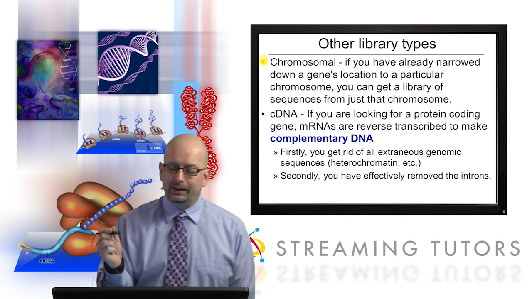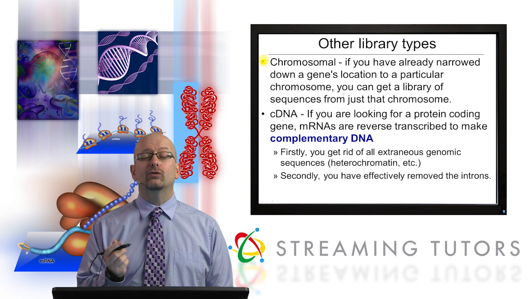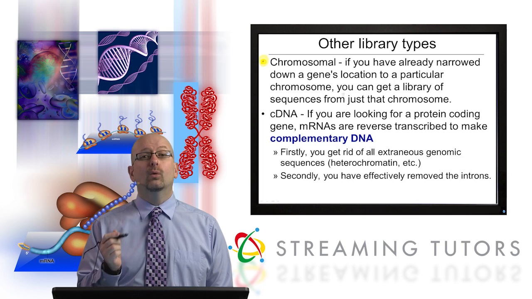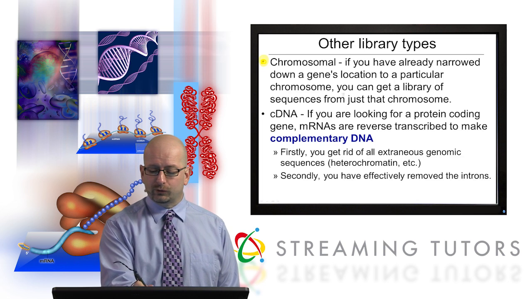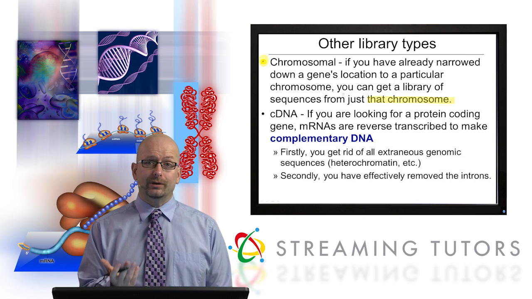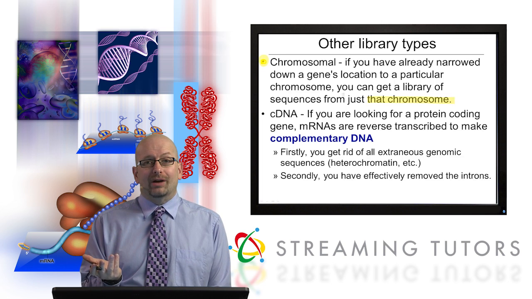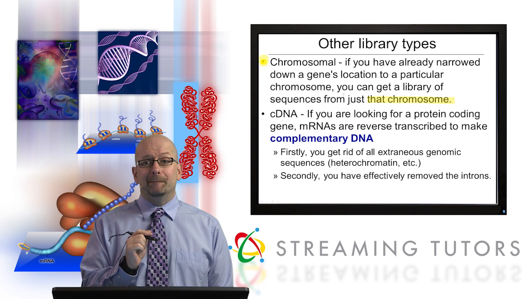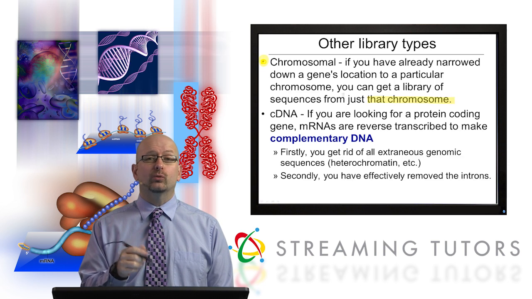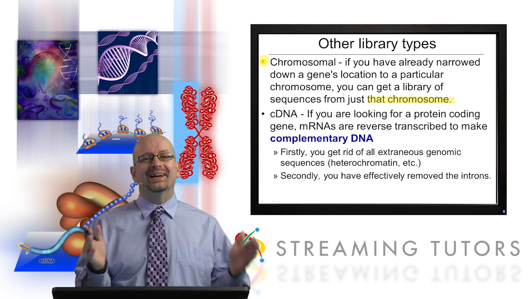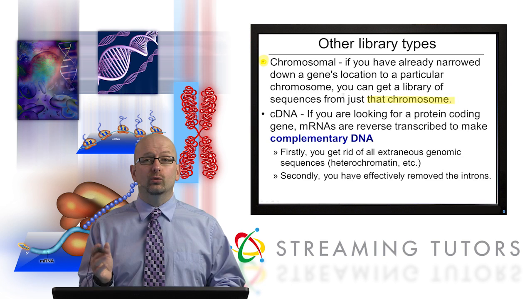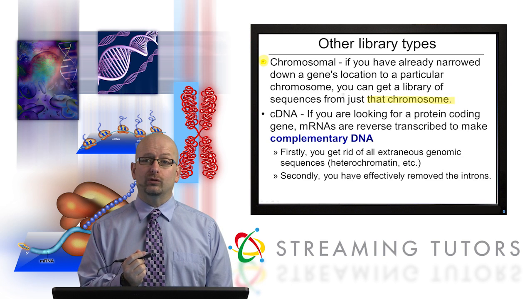If you've already narrowed down a gene's location to a particular chromosome, and you can often do that by more traditional mapping techniques, or there are a variety of ways, what you can do is just get a library of sequences from that chromosome. In humans obviously there are 23 different chromosomes. Say you knew that your gene of interest was on chromosome 7. So if you get a library just of all the material in chromosome 7, you don't have to parse through all of the information on the other chromosomes.